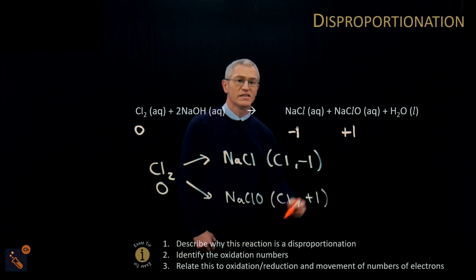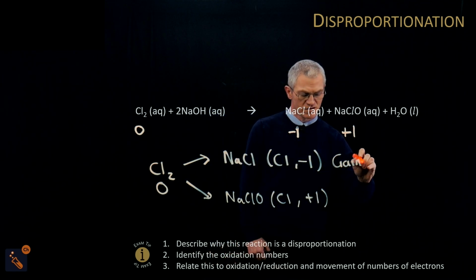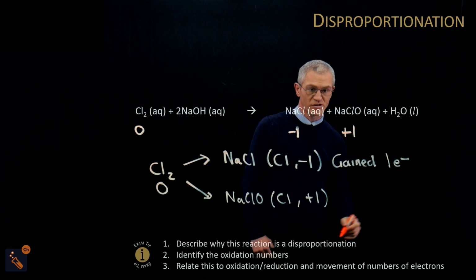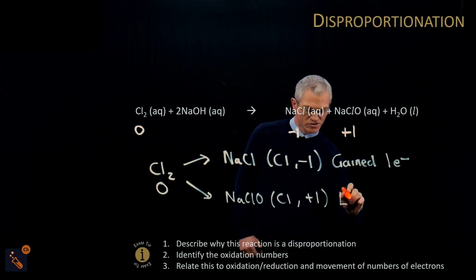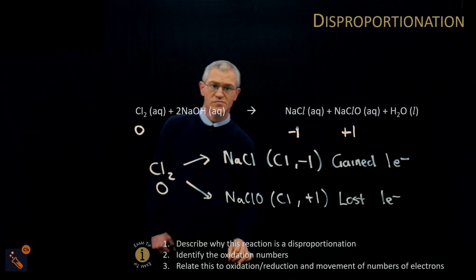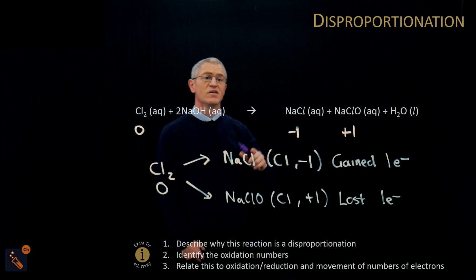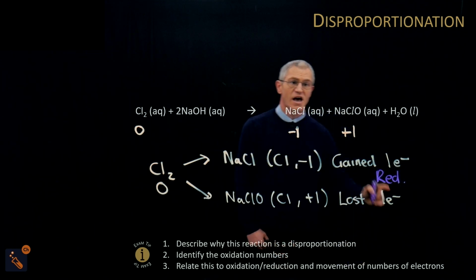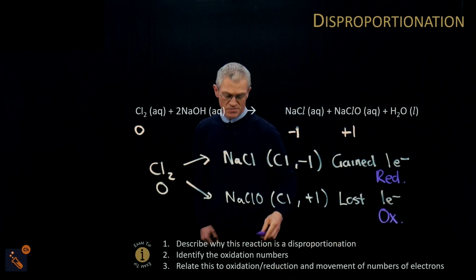And if we look at that, that means that the chlorine has gained 1 electron, and then we go to the other one, which has lost 1 electron. So again, similar to what we did last time, we can say from that: gained 1 electron, therefore it is going to be reduced, and lost an electron, therefore going to be oxidized.